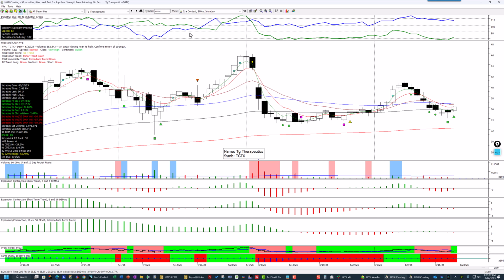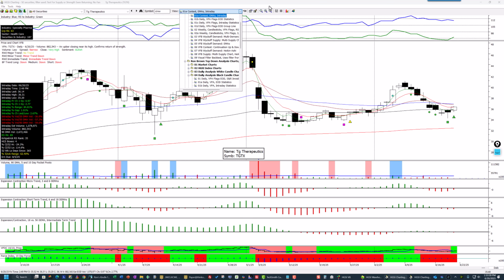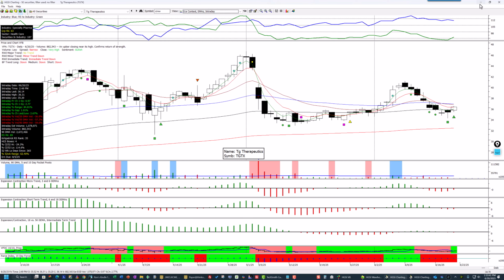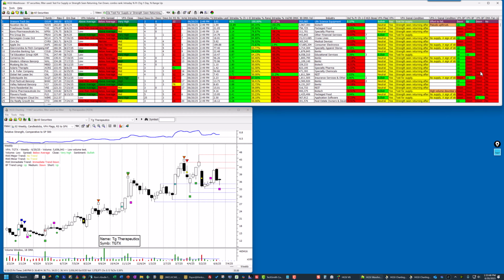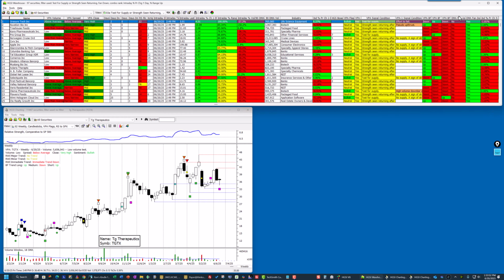Now the next one has a fan down, so these are trending down. If I move over here, it says yes on the EMA fan downtrend. So this is getting into the bottom fishing area.